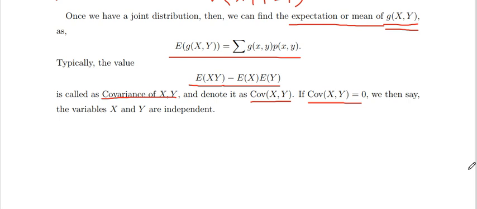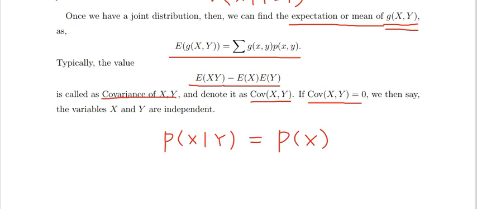So for independence in probability, we say two variables are independent if the probability for x, for fixed y, equals the probability for x when we do not consider y. Whether we consider y or not doesn't matter for x. So we say x and y are independent.